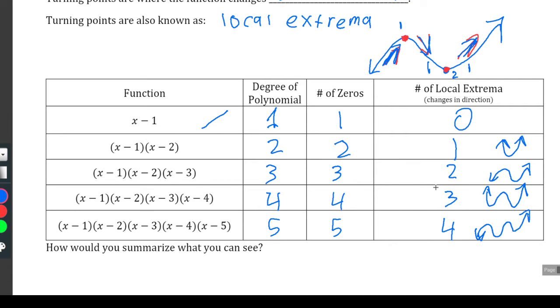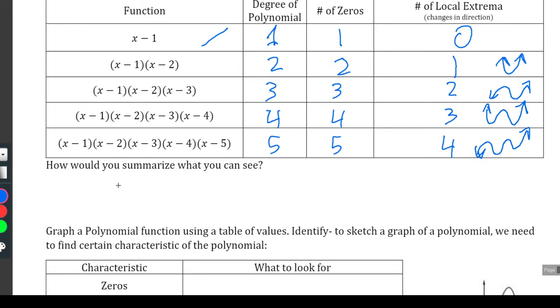So when we summarize what we see, the degree equals the number of zeros. And the number of extrema is 1 minus the degree.